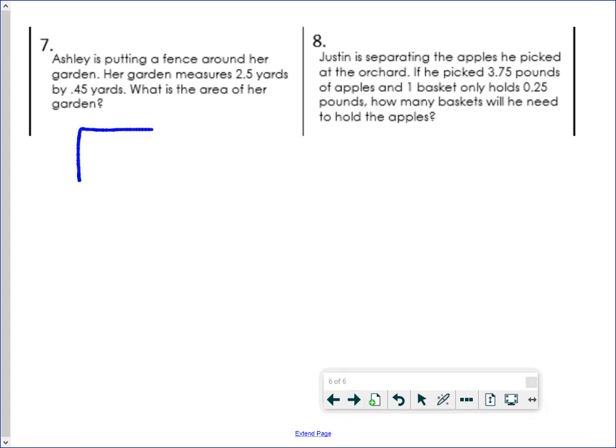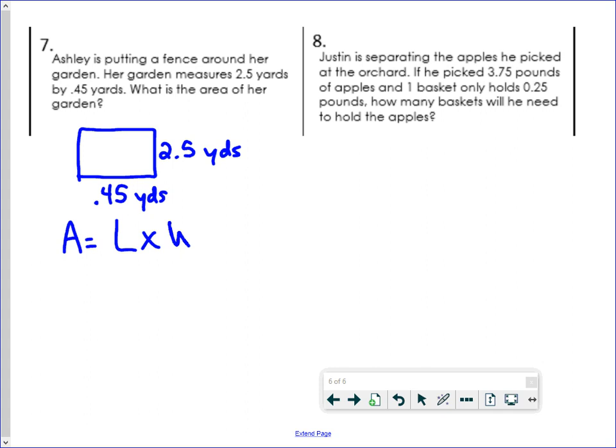So if I were to draw the garden, one side is 2.5 yards, and the other side is 4,500 yards. Remember, area is equal to length times width. So in this case, we're just going to multiply those 2 numbers, and we have our area. So 2.5, let's do it right here. 2.5 times 0.45.